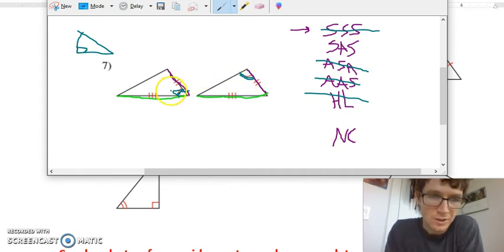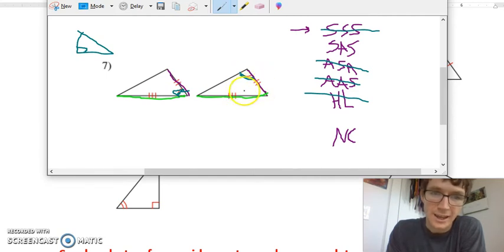Now on this problem, do you see how the angle is in between the green and the purple? So it has to go side, angle, side in that order. Like the angle has to be in between the 2 sides. But on this triangle, the angle that's congruent with this one is off to the side here. It just goes side, side, angle.